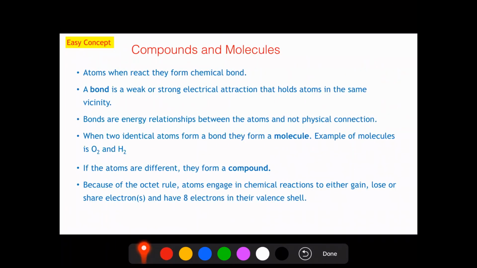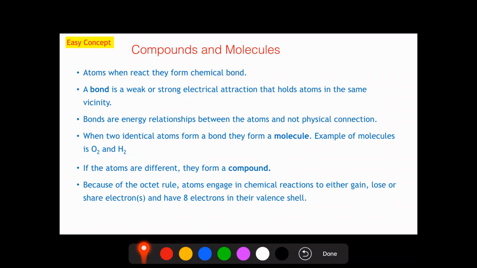Okay, let's see now some definitions as we are moving forward with this. Again, please, as you are watching this video, write your notes, write your questions, so we can use them later. So we said atoms are going to react, and because of their reactions, they are going to form something called a chemical bond.